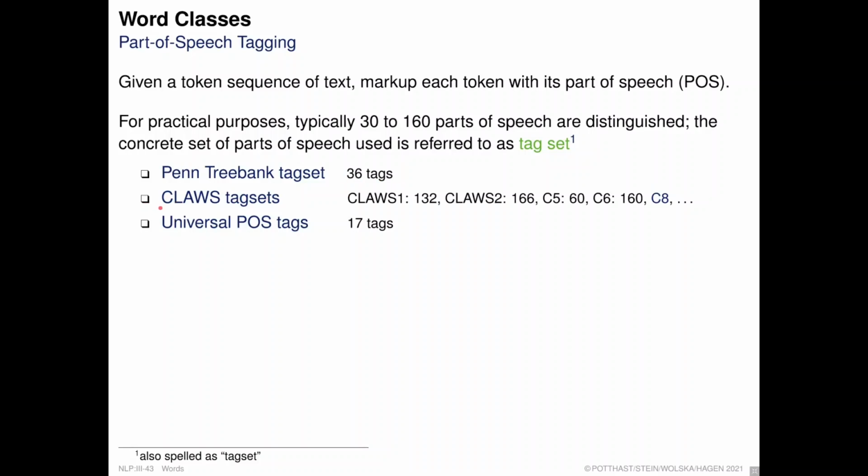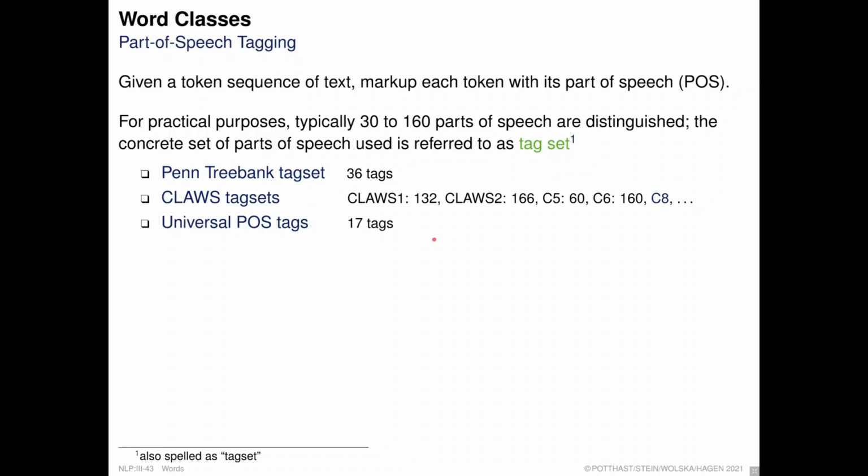There are other tag sets developed in equally influential projects, and one of them is the CLAWS tag sets stemming from the UK, from Lancaster. And there are various incarnations of these tag sets, and the set of classes they include also ranges. The first version had 132 classes, the second version had 166 classes, CLAWS 5 has 60, CLAWS 6 has 160 again, and the current CLAWS version 8 will be a homework. You will be asked to look at this tag set.